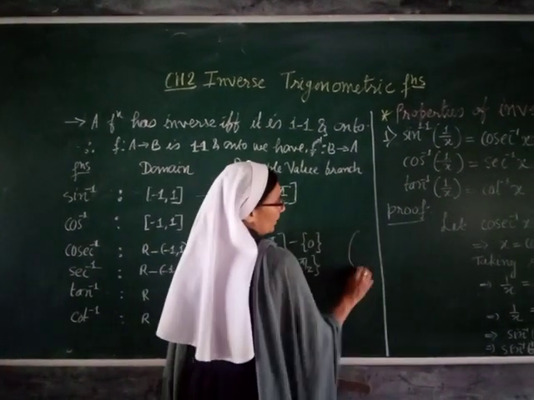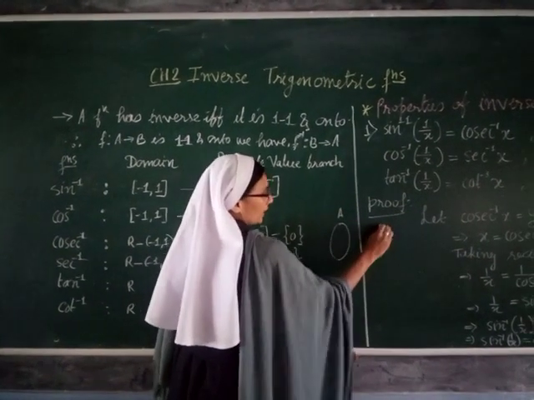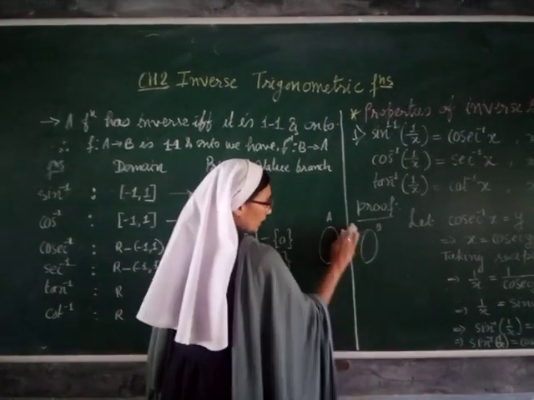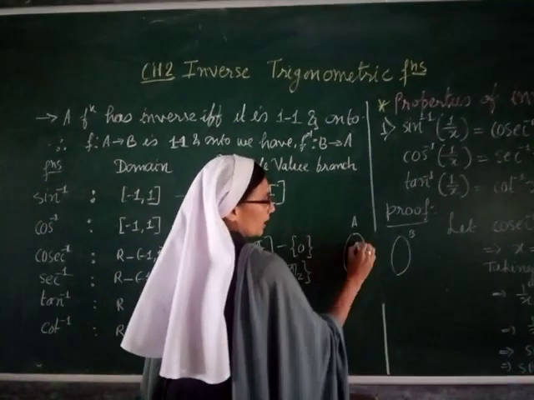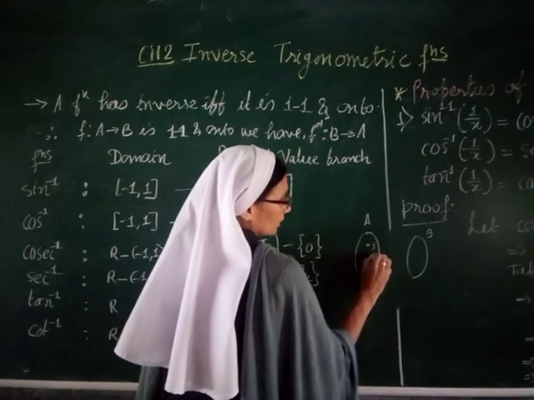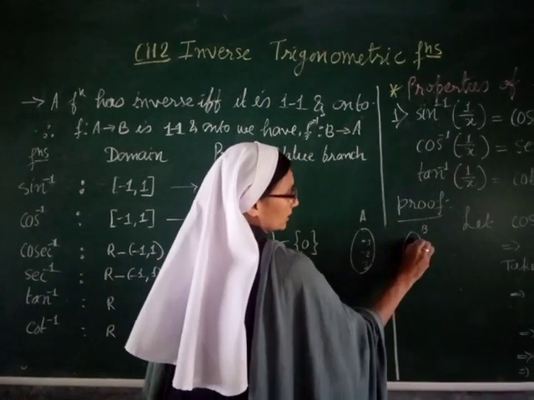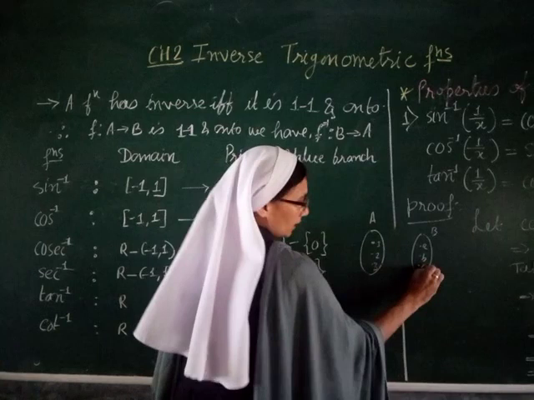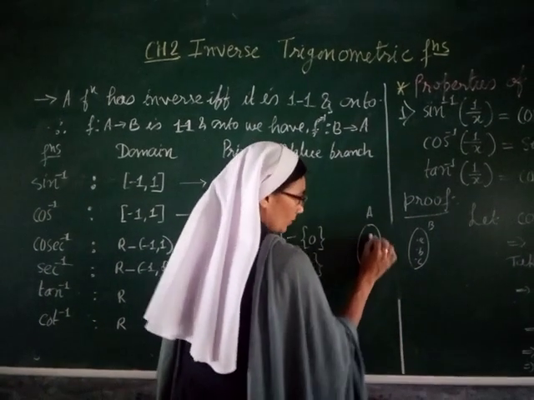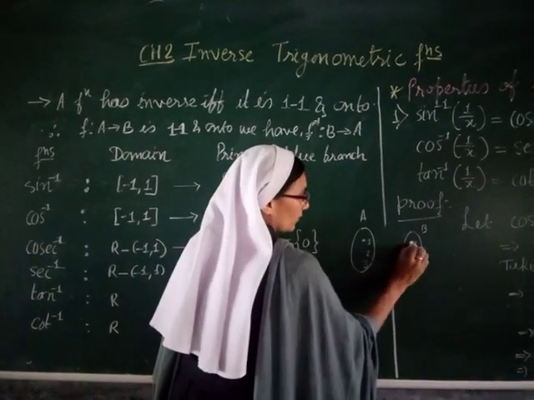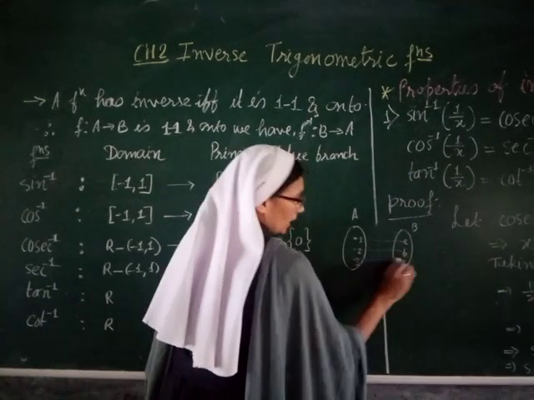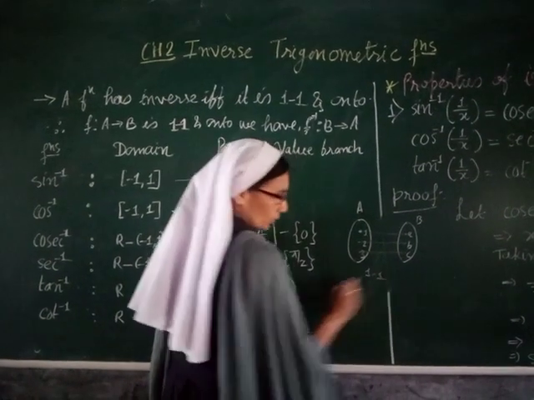each element in set A. Suppose this is my set A and this is my set B. Suppose this is 1, this is 2, this is 3, this is a, this is b, this is c. So one-one means all these elements from set A should have an image in B. Then we call it a one-one function.